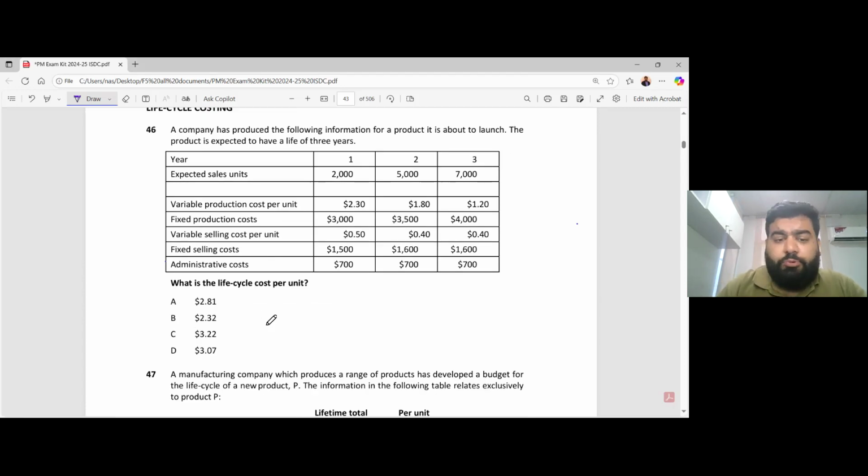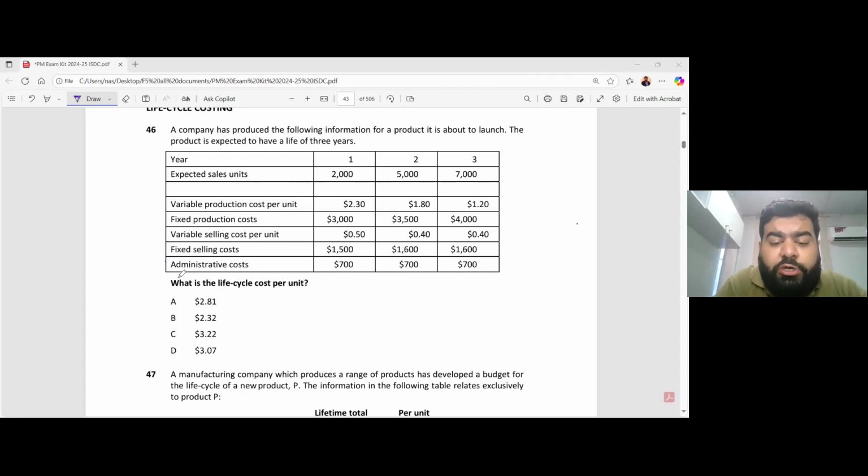Question: the company has produced the following information for a product it is about to launch. The product is expected to have a 3 year life. Okay, 3 years life, expected sales units, all the costs are given here. They are asking you to calculate life cycle cost per unit.